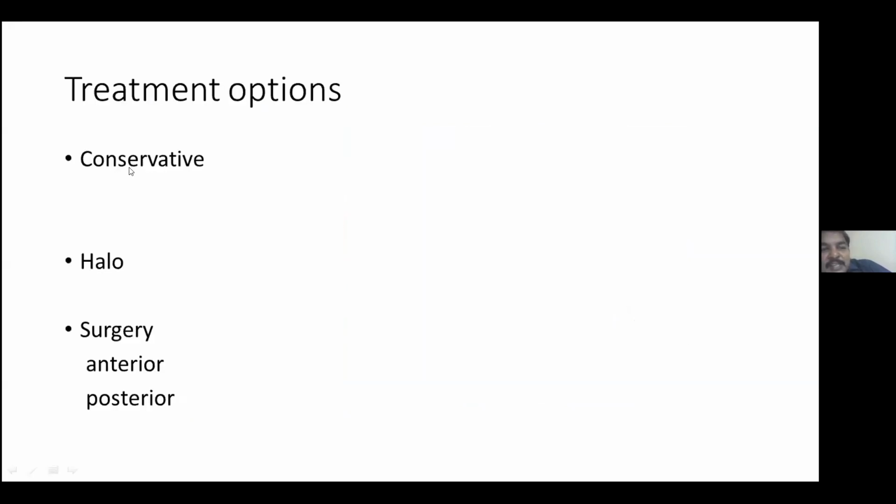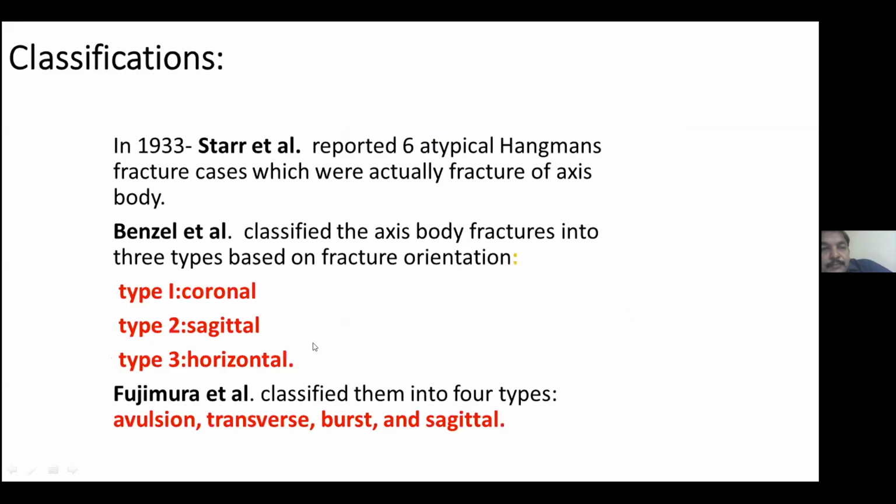So in this case, the treatment options are conservative, halo. As I said, halo has its own inherent problems. Surgery is anterior or posterior. In 1933, Starr et al. reported 6 atypical hangman fractures. They named them atypical hangman fractures, which were actually supposed to be fractures of the axis body.